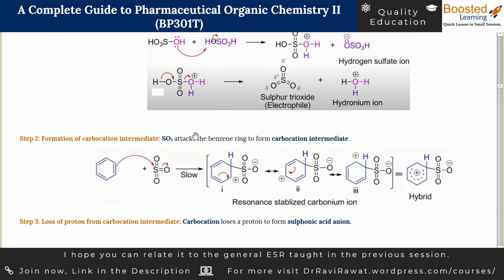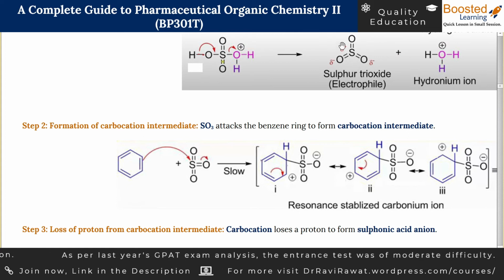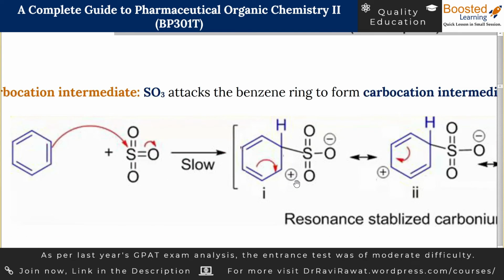Now in the next step, the second step is going to be formation of the carbocation intermediate. So benzene is going to attack the electrophile. The electrophile is sulfur trioxide. So the pi bond will be utilized and the sulfur-oxygen bond will break, so that a negative charge comes on oxygen and a positive charge would be created on benzene.